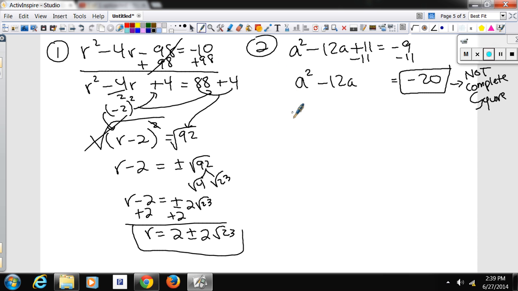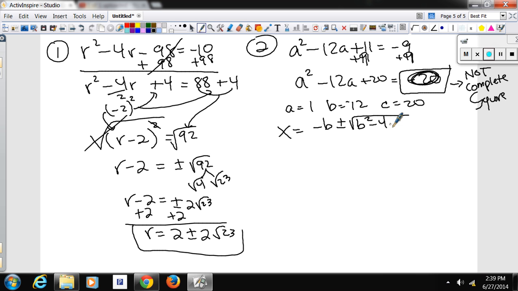So we would take this, and A would equal 1, B would equal negative 12, and C, we would switch it by adding 9 to both sides. So we would want to make it equal 0. So we would add 20 here and make it equal 0. So C is going to be 20. So if you remember your quadratic formula, x equals opposite of b plus or minus square root b squared minus 4ac all over 2a. If you write that down once, you probably don't need to write it a bunch of times, but it might help if you did.